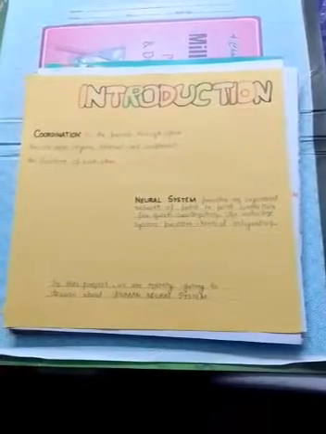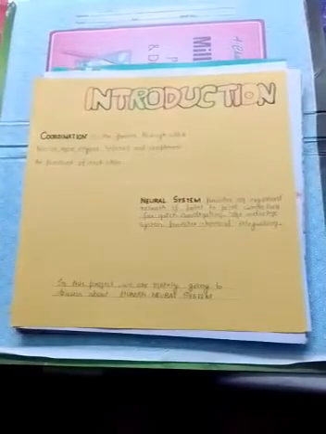Talking about the introduction, coordination is the process through which two or more organs interact and complement the functions of each other. The neural system provides an organized network of point-to-point connection for quick coordination. The endocrine system provides chemical integration. In this project, we are mainly going to discuss the human neural system.